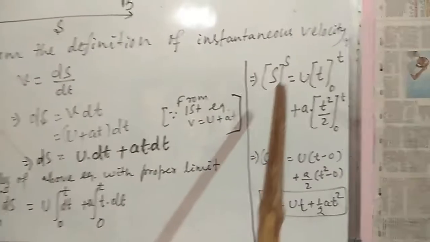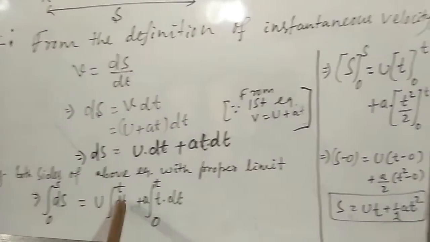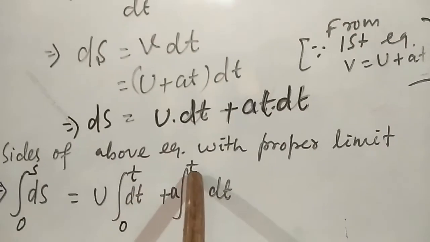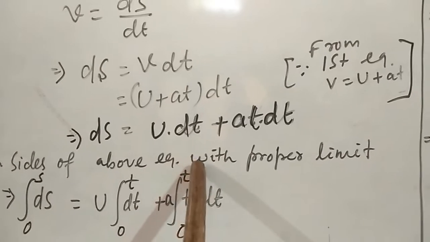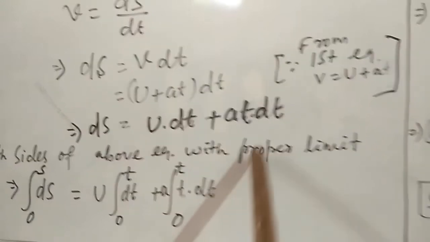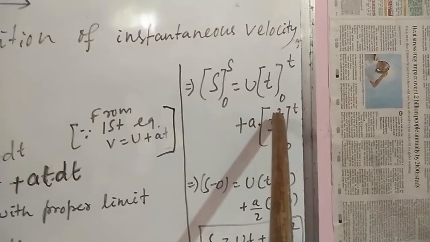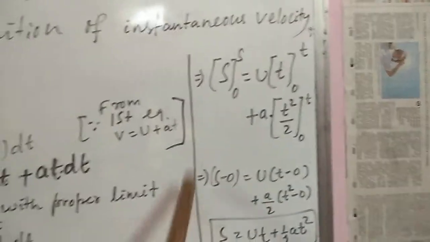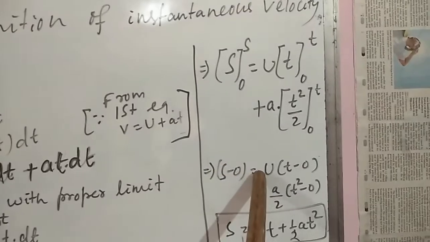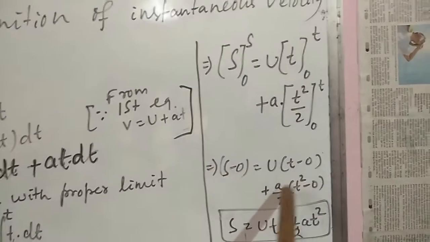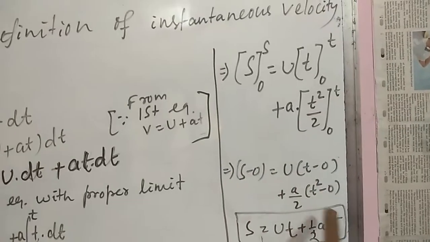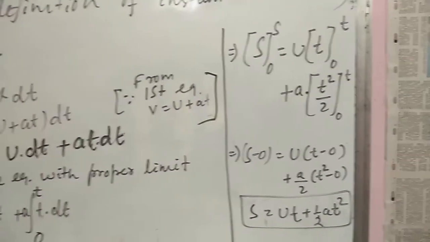Then solving this, integration of ds is s, integration of dt is t, and integration of t to the power 1, here you see t to the power 1. The integration formula x to the power n is x to the power n plus 1 by n plus 1. Similarly t to the power 1 plus 1, that is 2, by 1 plus 1, so t square by 2, from 0 to t. Then upper limit minus lower limit: s minus 0, u times t minus 0, a by 2 with the 2 taken outside, t square minus 0. Okay, so now it is clear, s equal to ut plus half at square.